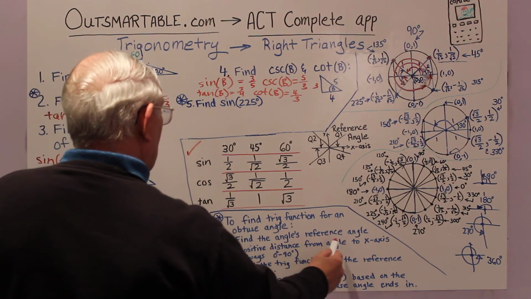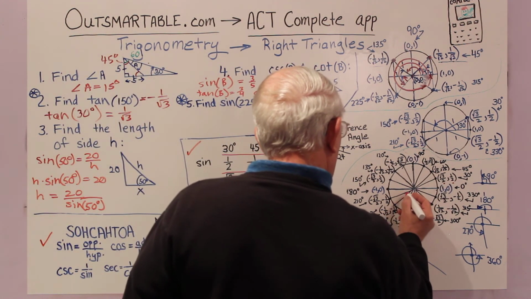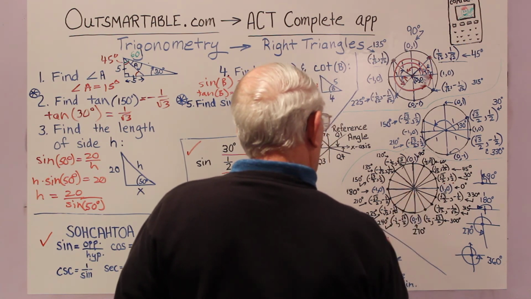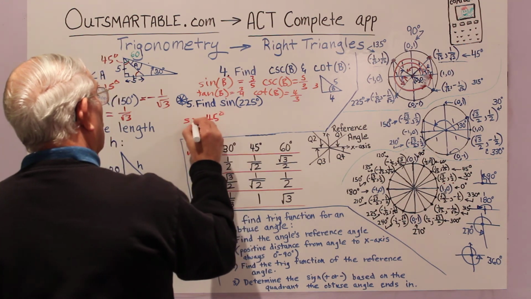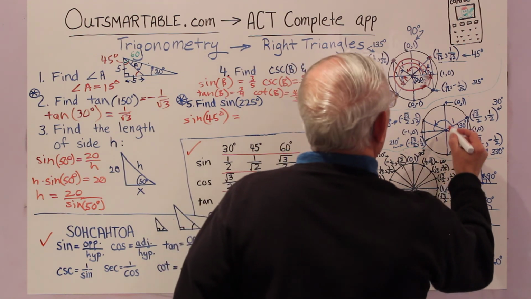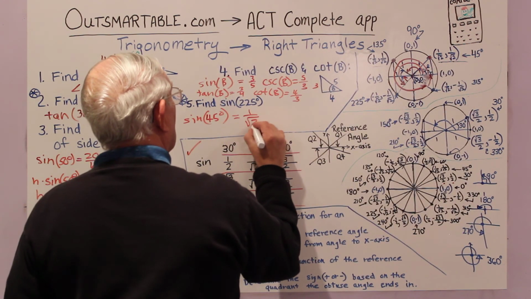Back to an obtuse angle in number 5. Start by finding the reference angle for 225 degrees. Here's 225. How far is that from the x-axis? 225 minus 180 is 45 degrees. Find the sine of 45 degrees. So here's 45 degrees. The sine's 1 over square root of 2.